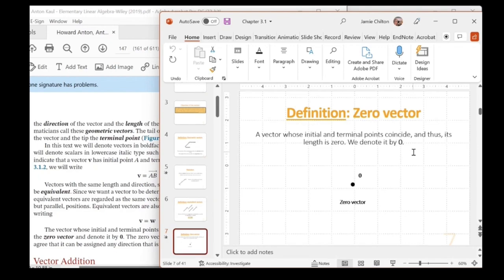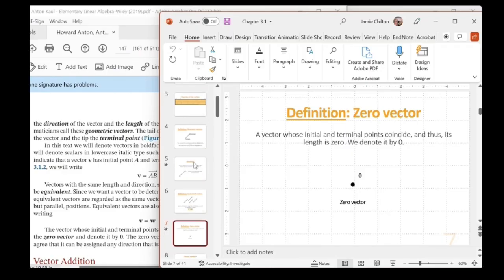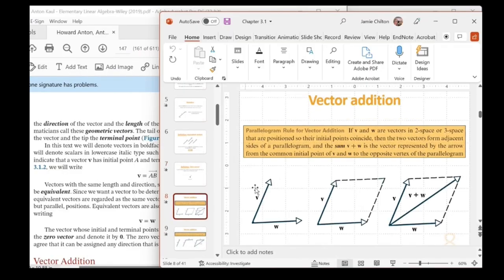The other thing, and this one's obviously kind of intuitive, is the zero vector. The initial and the terminal points are going to coincide, and its size or magnitude is 0. We're going to denote it by 0 in bold. So that's going to be the zero vector here.